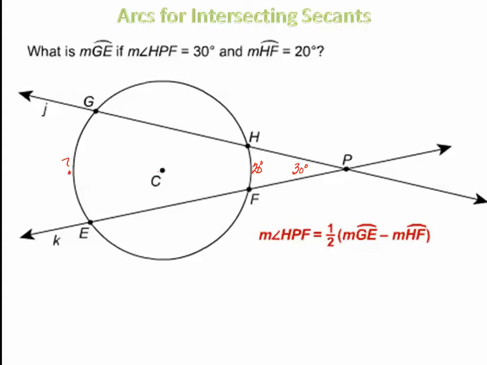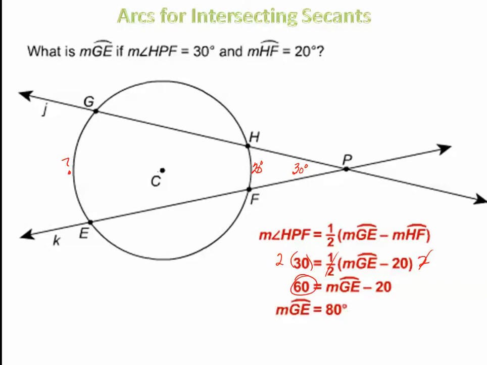Okay, we know if we take the difference of those two arcs, we can find the measure of the angle. So what we're going to do is we're going to plug in the information we know. See how they plugged in the angle of 30 degrees and they plugged in the arc HF. Okay, now what they did here was what I've told you before. They multiplied both sides by 2. So that made these guys go away because they just reduced to 1. 2 times 30 is going to give me 60. So now I'm going to add 20 to both sides, and I get the measure of arc GE is 80 degrees.